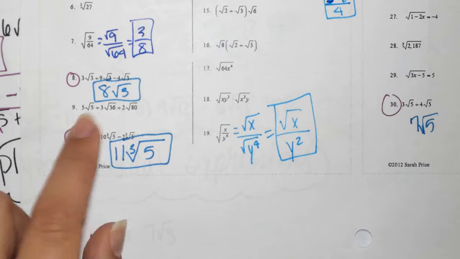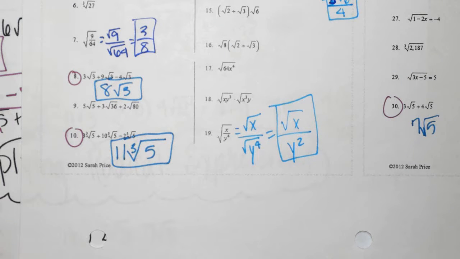Can you work on number 9 then? Do number 9. Wait, you have to simplify all the problems? Yes. Is 36 a perfect square? You only simplify the ones you can. If you can't simplify it, then why would you simplify it?